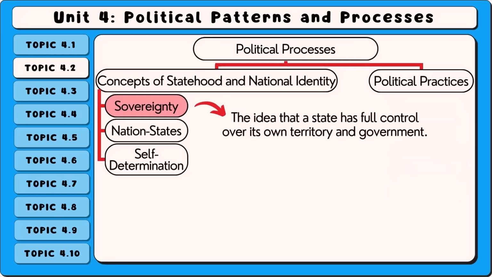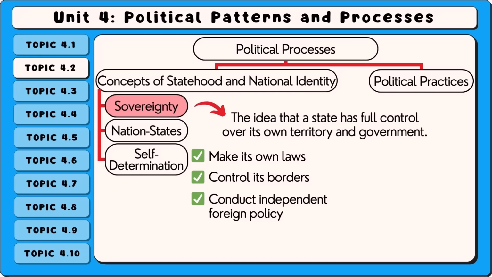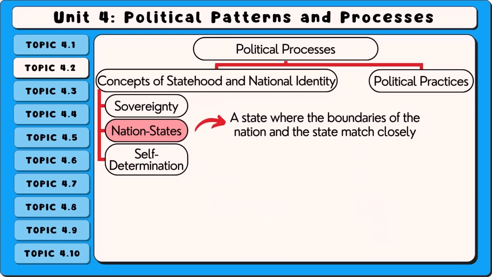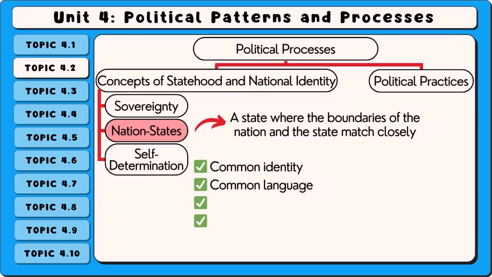Sovereignty is the idea that a state has full control over its own territory and government. A sovereign state can make its own laws, control its borders, and conduct foreign policy without interference from other states. This is the basic principle that allows countries to function independently. For example, France is a sovereign state. It controls its own affairs and is recognized by other nations as having the right to do so. A nation-state is a state where the boundaries of the nation and the state match closely, meaning the people share a common identity, language, or culture, and they have their own country.